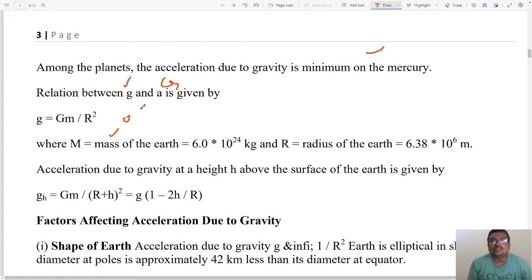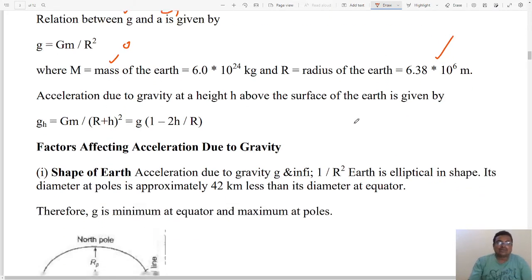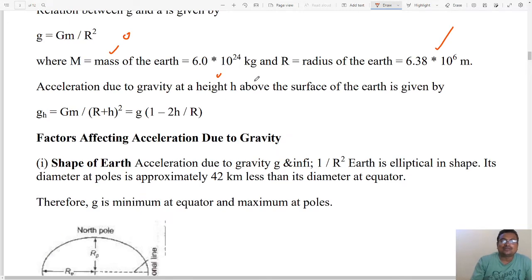Same activity we will do in space. On the moon, a heavy and a light object, the plastic ball and the heavy ball, both will come with the same speed. Acceleration due to gravity does not at all depend upon the mass of an object. R is the radius of the earth, that is 6.38 into 10 to the power of 6 meter. Now, acceleration due to gravity at a height, the formula is given here.